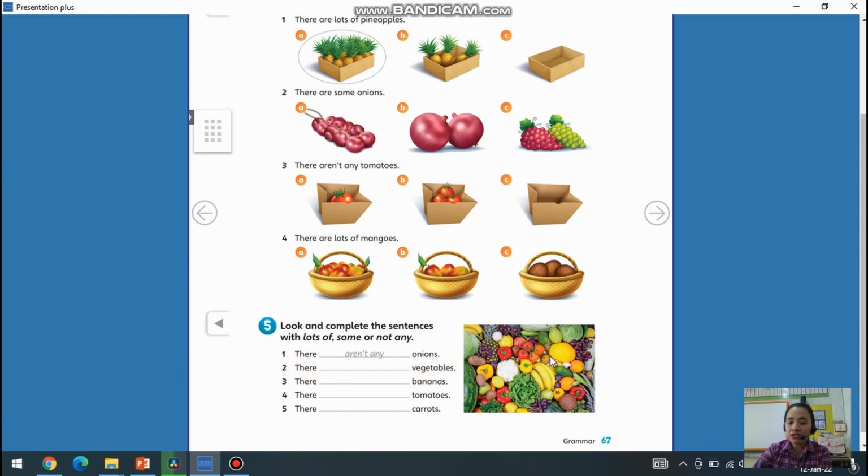There blank vegetables. Again, there are blank vegetables. So you can answer there are lots of vegetables. You need also to write are. Okay? There aren't, to complete the sentence. There aren't any onions. There are lots of vegetables.